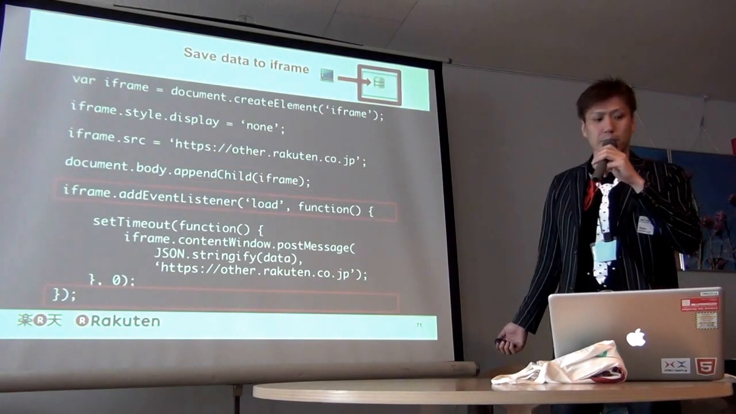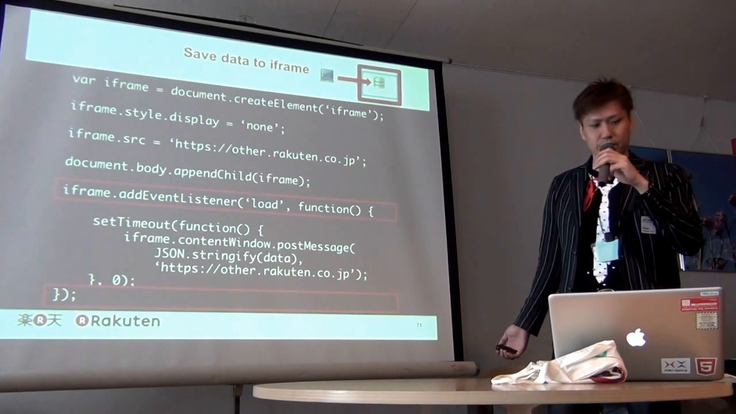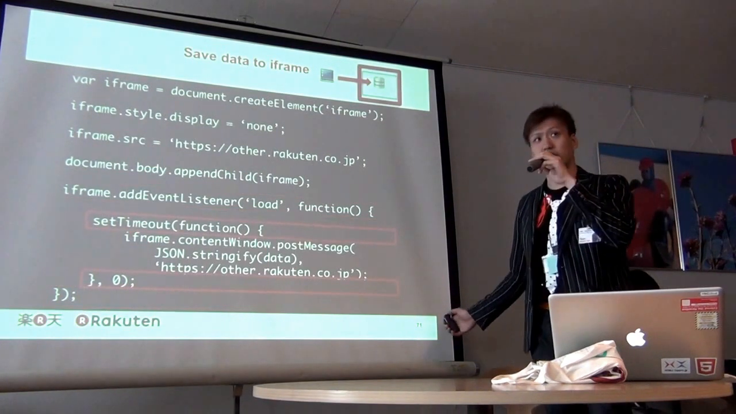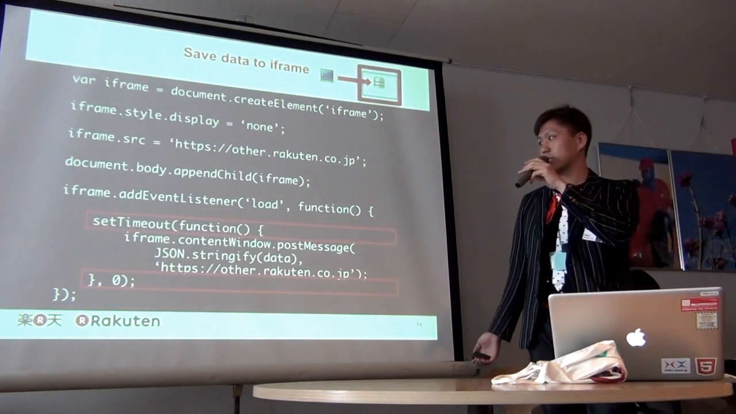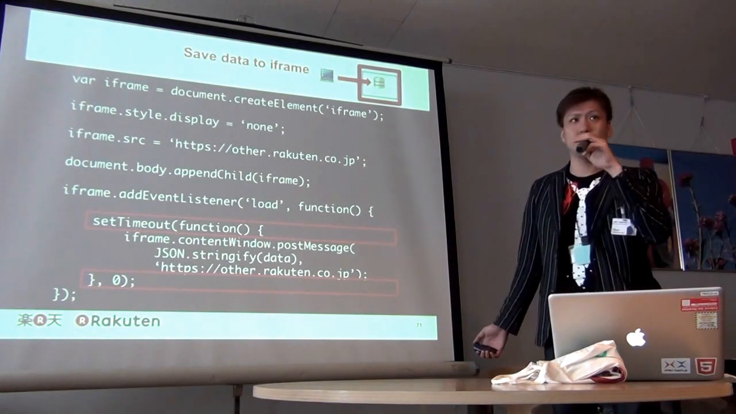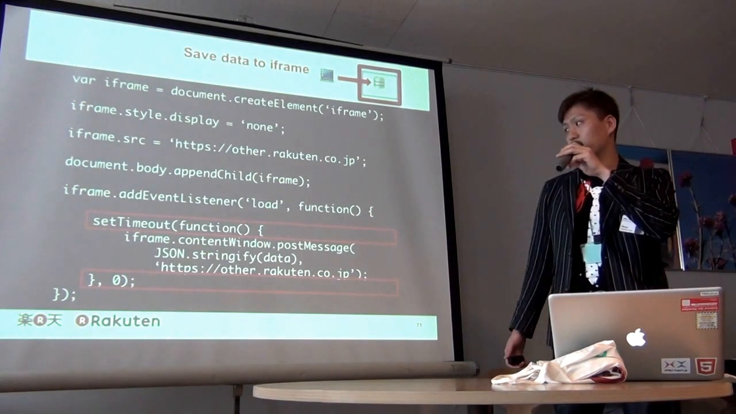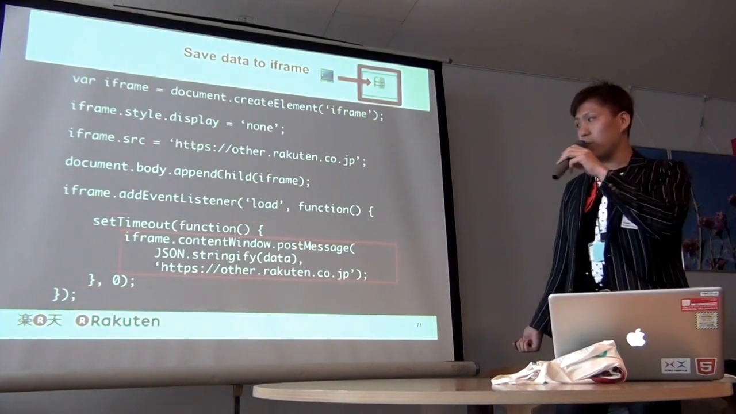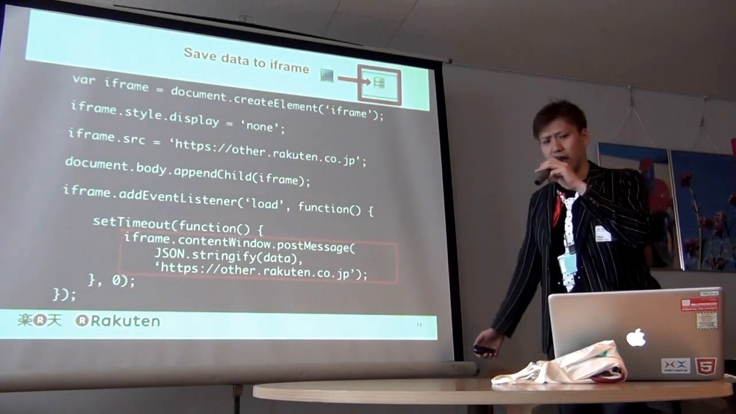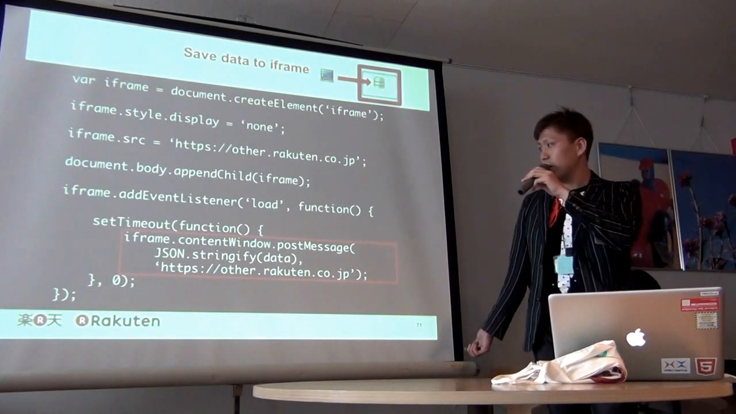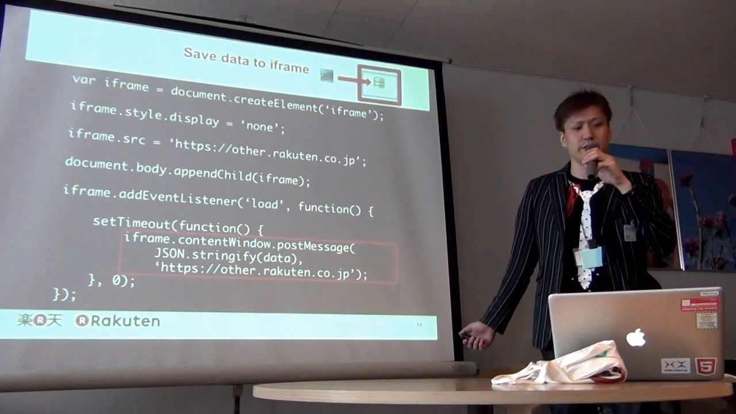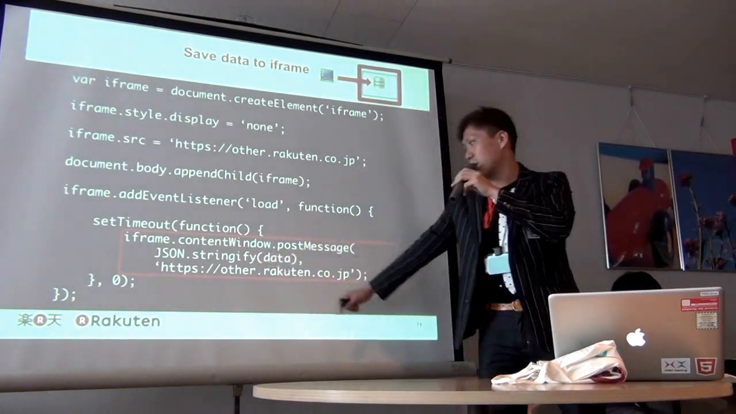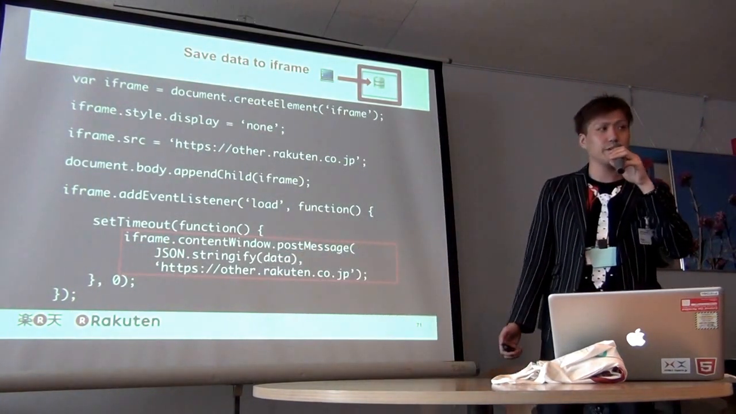After that, set a load event on the iframe. And we need to set a timeout method because Internet Explorer 8 has a different spec of the postMessage API. And finally, we can use the postMessage API like this. And we need to convert the data to JSON with JSON.stringify, because IE8 only supports string data.